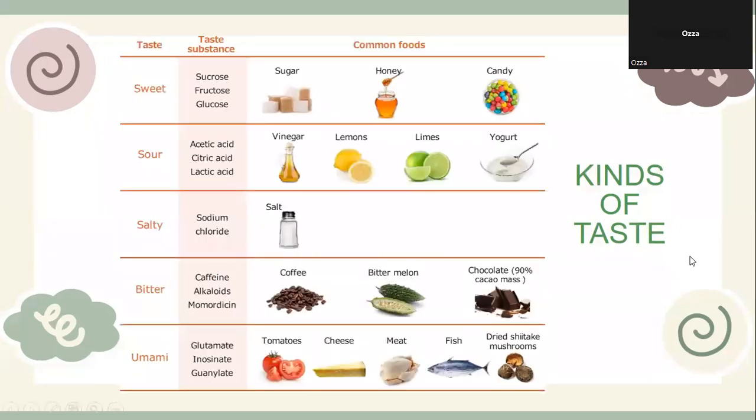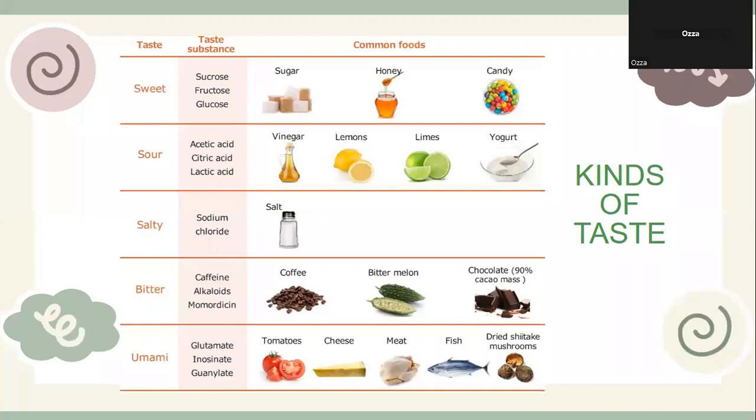So we move to the kinds of taste. We should know about the taste of our food before we describe our favorite food and drinks. There are five basic kinds of taste that you should know. First is sweet. In Indonesian, sweet is manis. Examples of sweet food are sugar, honey, and candy.